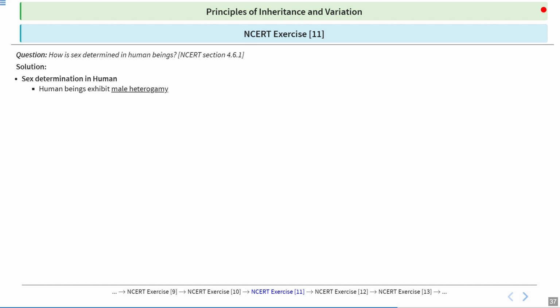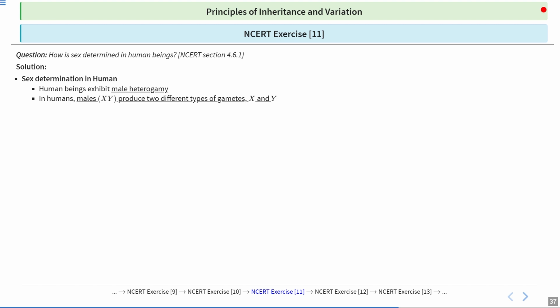Okay. So in human beings, you can see male heterogamety. Means males are producing two kinds of gametes. In humans, males have X and Y chromosome. They produce two types of gametes. Half of the sperm will have X chromosome, half of the sperm will have Y chromosome. So this is following which law? The question can come from here.